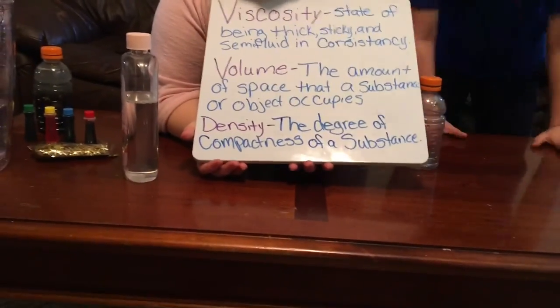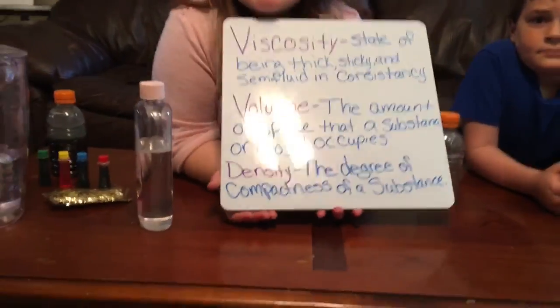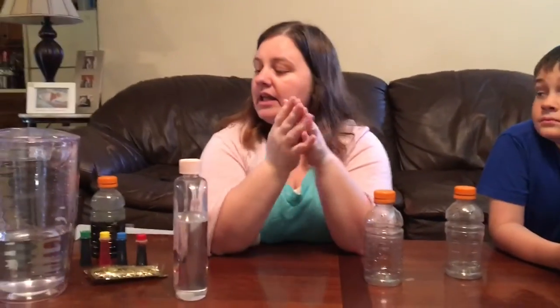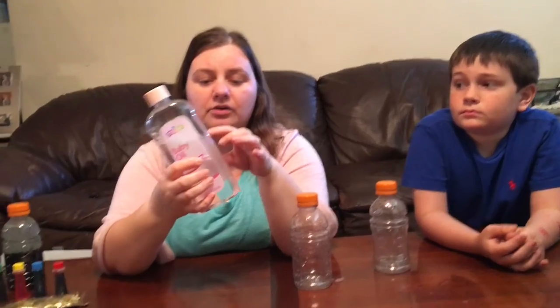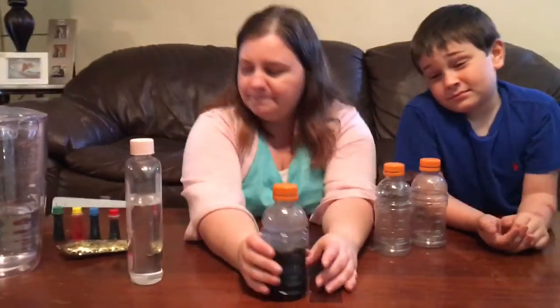Density, the degree of compactness of a substance. So, water molecules are some of the smallest molecules in liquid. So, they're very small and very compact. Oil has larger molecules that are harder to compact. So, that makes oil less dense than water. And that's why you see the colored water on the bottom and the oil on top.